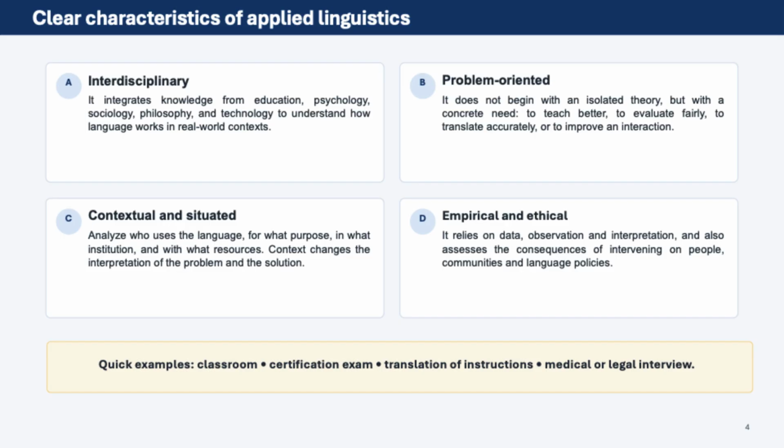issues effectively. For example, if a hospital faces communication problems due to the linguistic diversity of its patients, applied linguistics can help design clear materials or protocols to avoid misunderstandings and improve care. This example shows how applied linguistics helps solve communication problems in real-world situations, including its practical applicability.